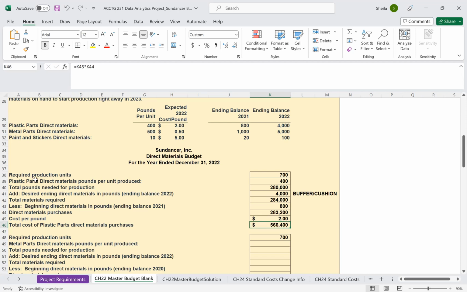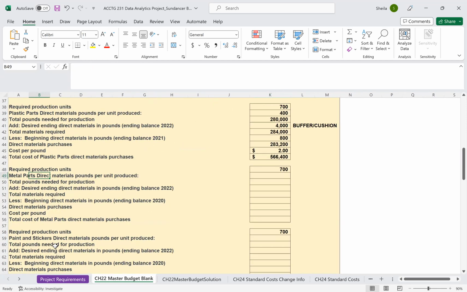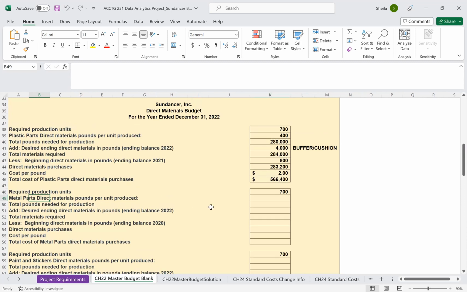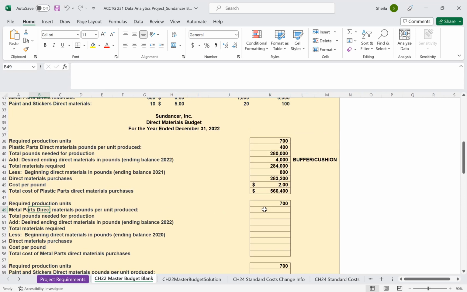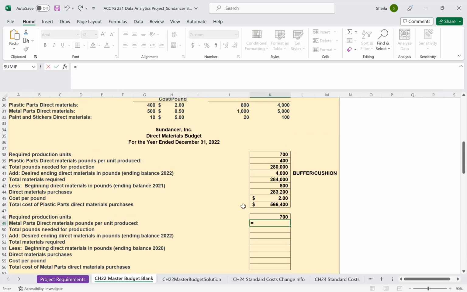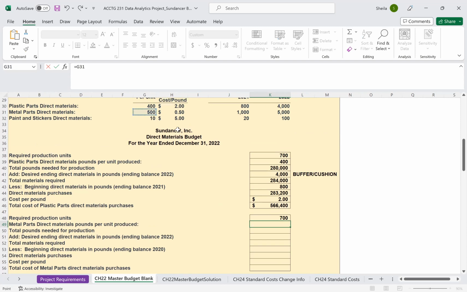I'm going to do the same thing now down below for metal parts and paint. I would encourage you to stop the video now and try to fill this out and then come back and check yourself. So metal parts, direct materials per pound produced. Okay, if I go up here, I need 500. So if I take 500 times 700, I need 350,000 pounds of metal.